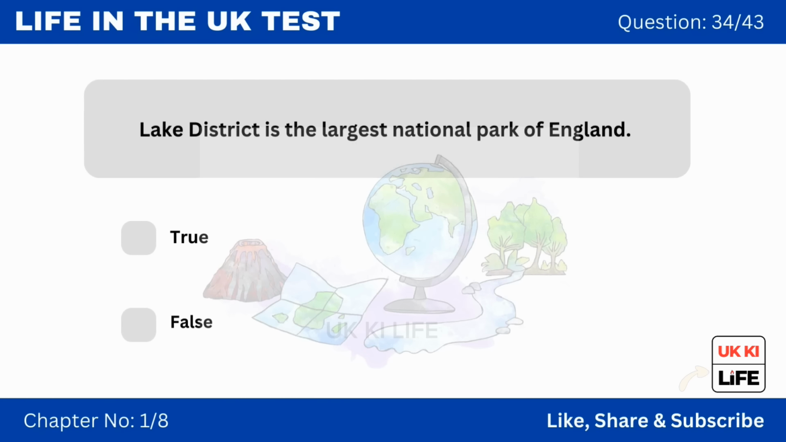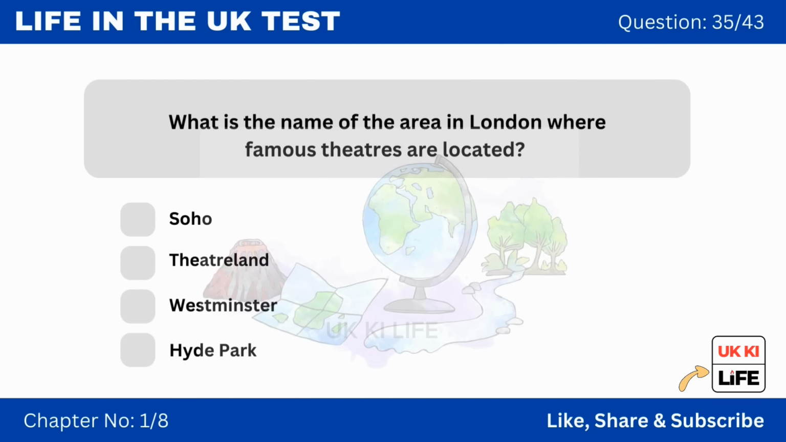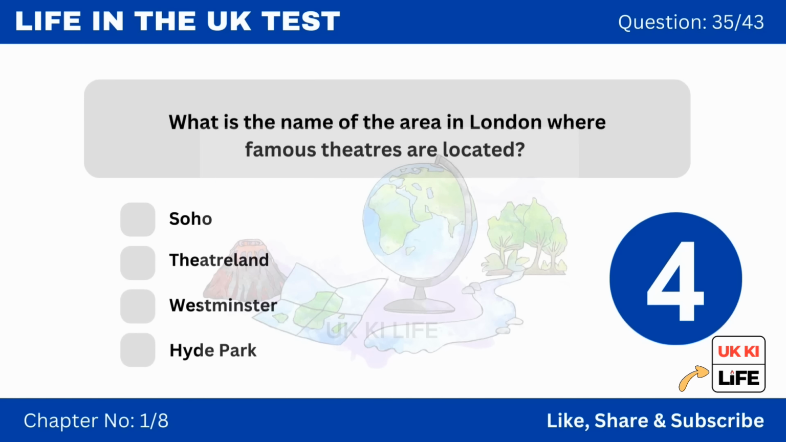The correct option is A. Explanation: this statement is true. Question 35. What is the name of the area in London where famous theatres are located? Soho, Theatreland, Westminster, Hyde Park.